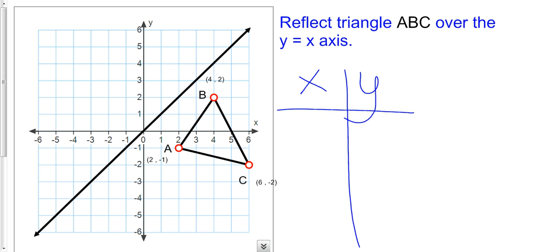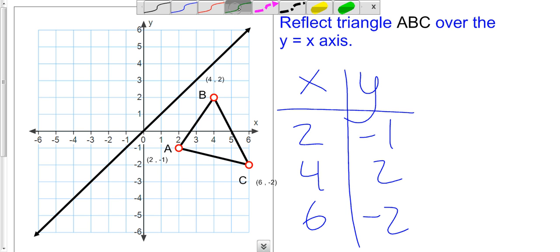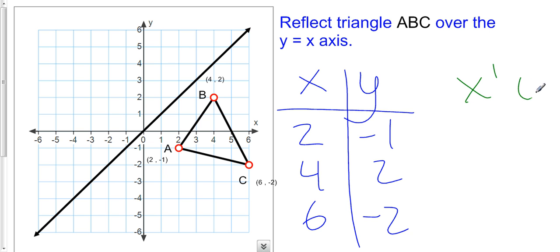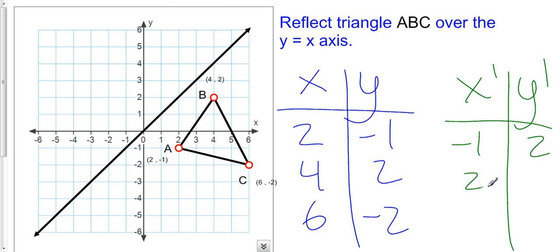So my point A is going to be 2, negative 1. My point B is going to be 4, 2. And my point C is going to be 6, negative 2. So what did I say we do with the table of values? Real easy. X prime, Y prime. I'm reflecting over the y equals x-axis. I simply switch places. I put the negative 1 here and I put the 2 here. I put the 2 here and I put the 4 here. I put the negative 2 here and I put the 6 here. So let's plot these points.